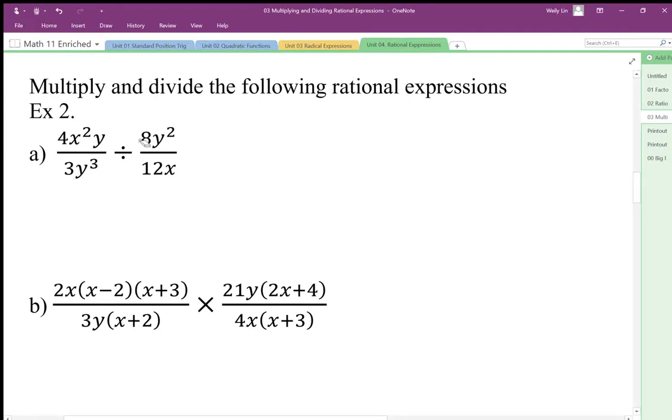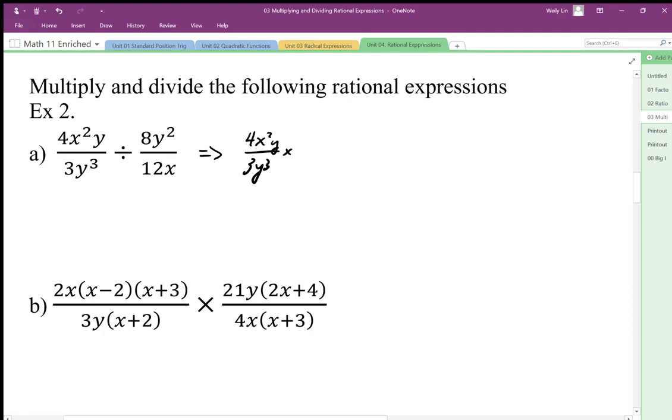In these examples, we're just going to focus on the timesing and dividing and canceling, and we're not going to worry about the non-permissible values for now, but we have to be aware of those non-permissible values, and we'll look at those later. So when we talk about dividing by a fraction, really we want to just put the times and divide in the right spots.